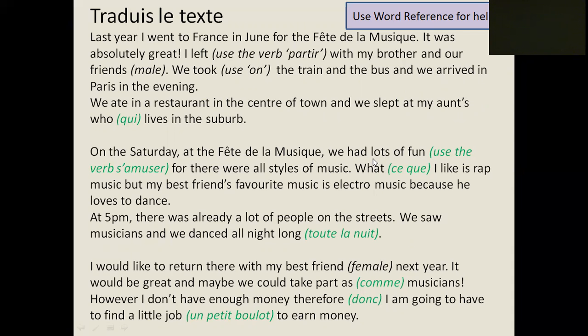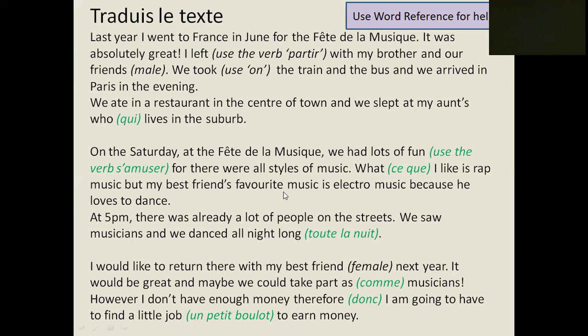It's the verb s'amuser. It's a reflexive verb in the perfect tense. Reflexive verbs, remember, they go with être. Okay? For there were all styles of music. What I like is rap music. So to translate what, it's ce que. I've put the help here.